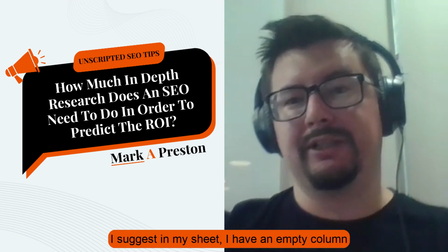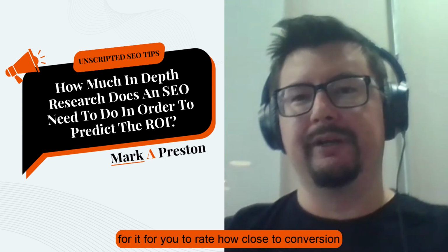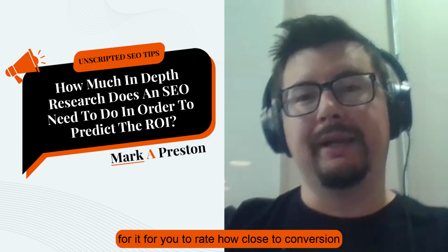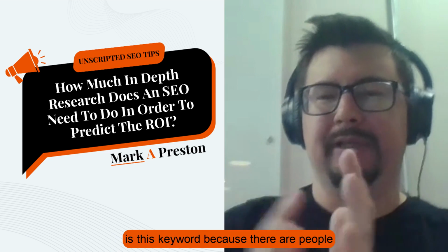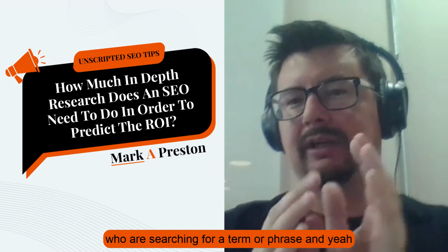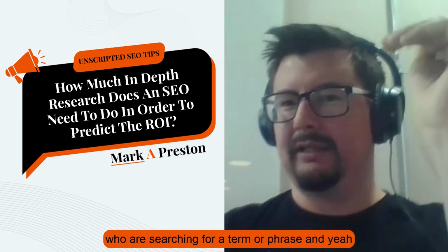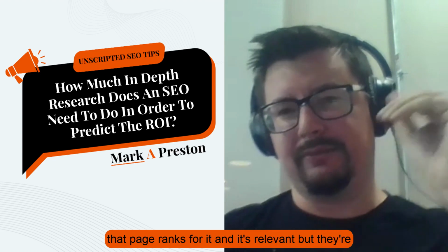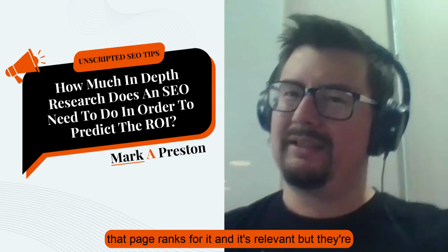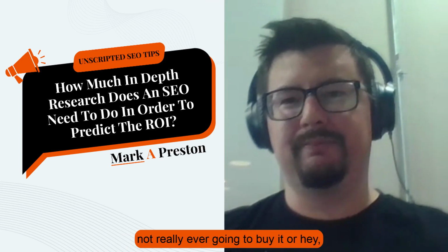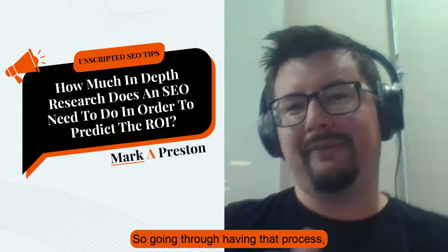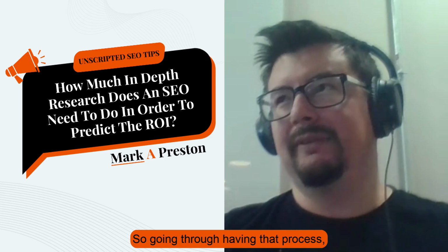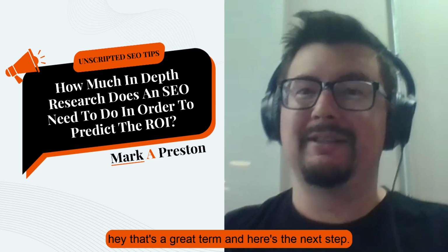So there's always a human process in keyword research, and you're adding these layers. I suggest in my sheet, I have an empty column for you to rate how close to conversion this keyword is, because there are people who are searching for a term or phrase, and yeah, that page ranks for it and it's relevant, but they're not really ever going to buy. Or, hey, that's my money term. So going through, having that process of, hey, that's a great term, and here's the next step.